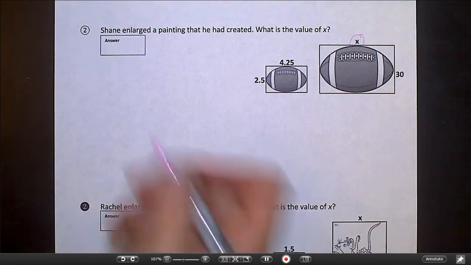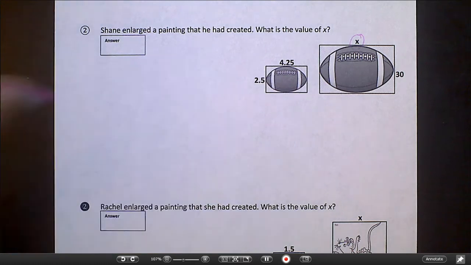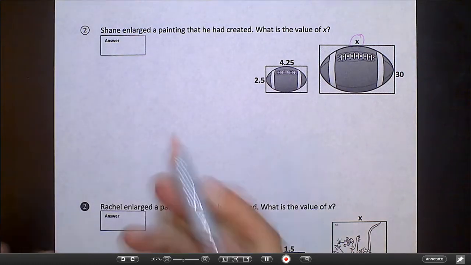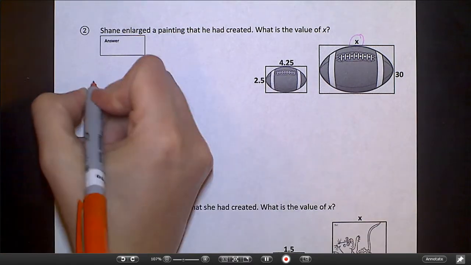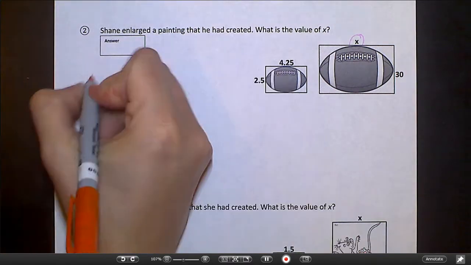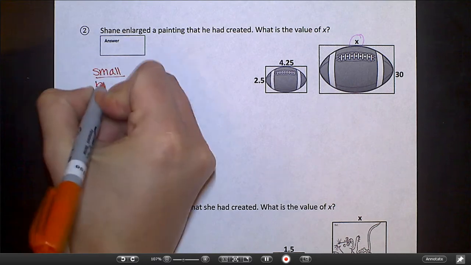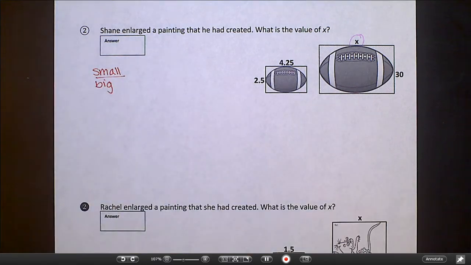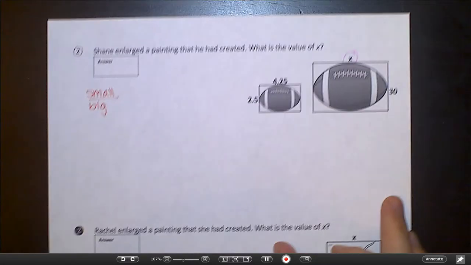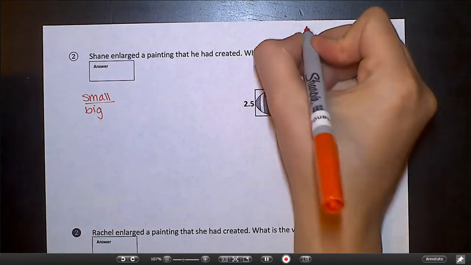So the first thing we need to do is name our ratio. I'm going to get a color that's a little easier to see here. All right, so we're going to name our ratio. Remember, the way that I normally do it is small over big. Now, there are numerous other ways that you could do it. So I'm going to write down some other ways that you could do this. You could do big over small.